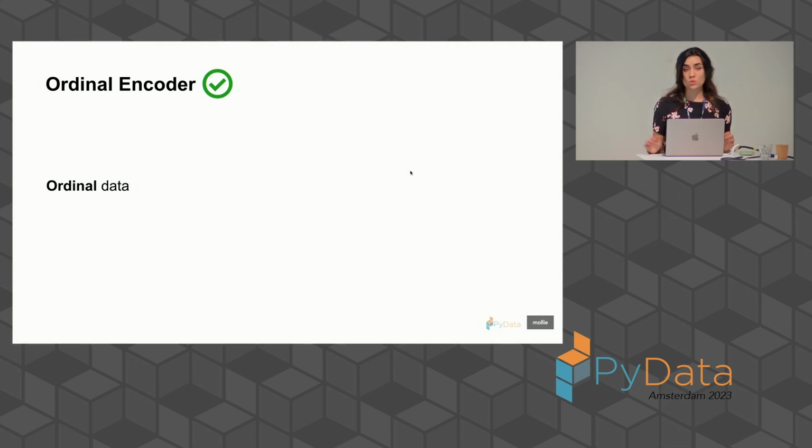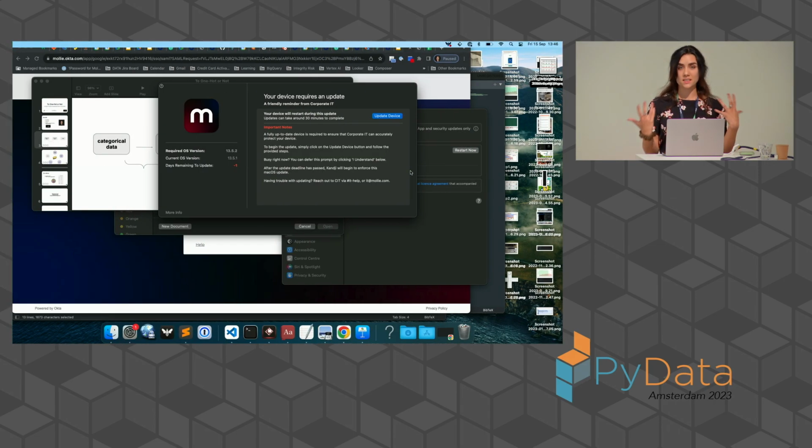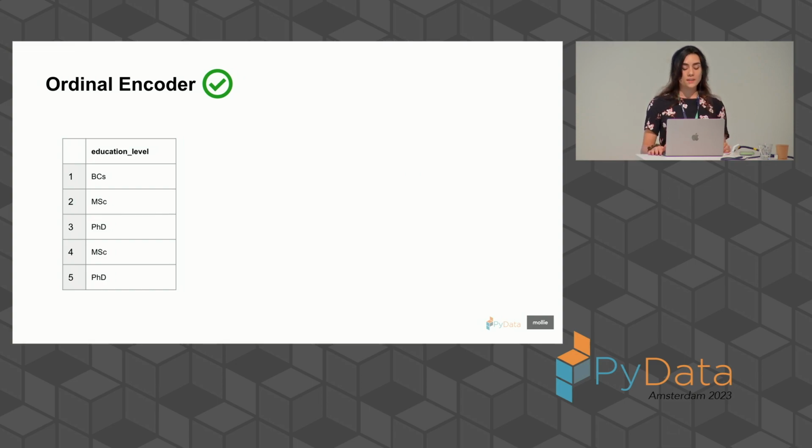As the name suggests, it's good to use with ordinal data. And ordinal data is everything that, if you put the values in order, it makes sense. It tells a story. Let's see an example. If we have educational levels, bachelor, master's, and PhD, this order makes sense. It tells something about the data that you're dealing with.